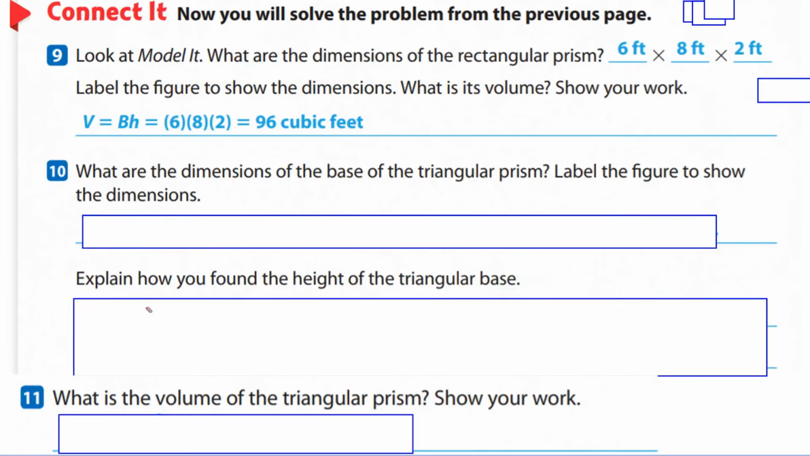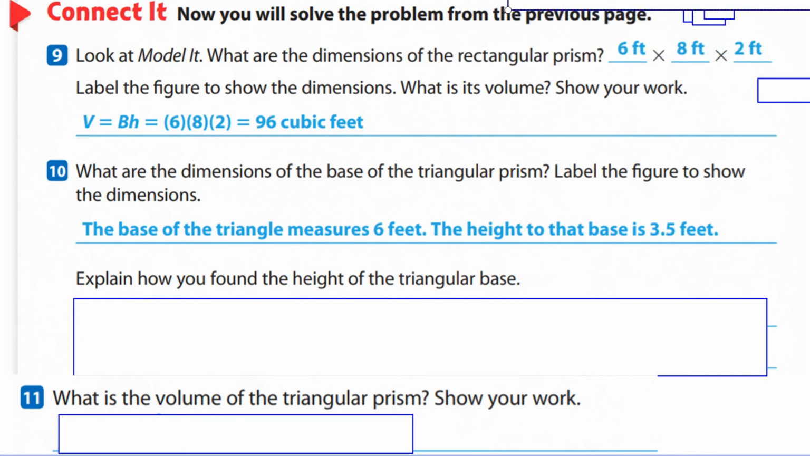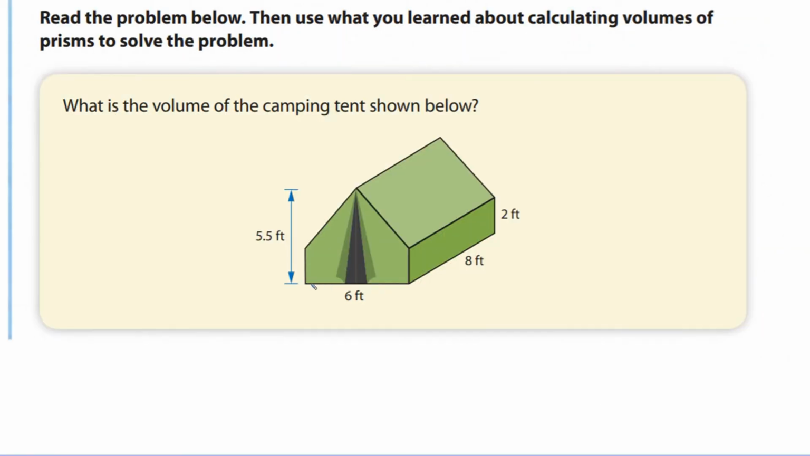Good. Question 10. What are the dimensions of the base of the triangular prism? Label the figure to show the dimensions. Well, we're going to go to the figure to show them. The base of the triangle measures 6 feet. The height to that base is 3.5 feet. Let's look at this. The base is 6 feet. The height, oh, I take that back. Hold up. The base is 6 feet right here. And the height is 3.5 feet.